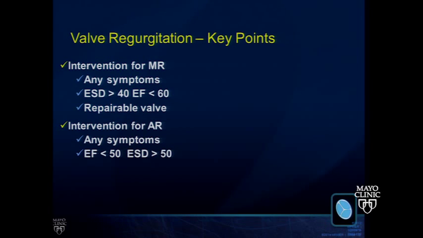Intervention for mitral regurgitation, any symptoms, remember 60-40 rule. And if it's repairable and it's severe, consider operation if your surgeon can repair it. Intervention for aortic regurgitation, any symptoms, and remember your 50-50 rule. Now what I've done with that is I've taken a whole lot of recommendations and simplified it down. But actually, if you think about it, if you practice with this type of a simplification, you're going to do very, very well in being a competent cardiologist and taking care of your patients.